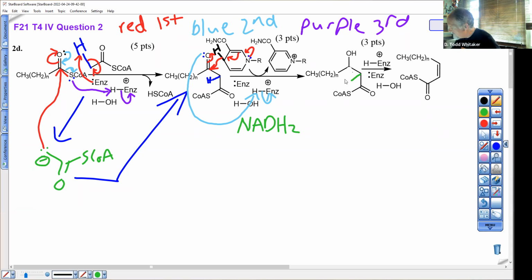There are two H's on that carbon right now. In the end, there's only one H on the same alpha carbon. Notice this carbon is now this carbon. Going to remove the H, make a pi, leaving group leaves.